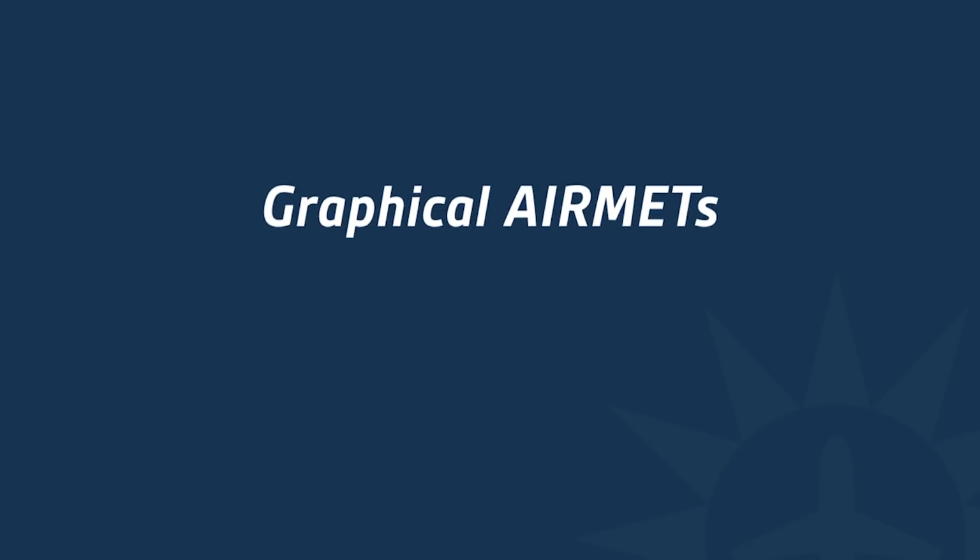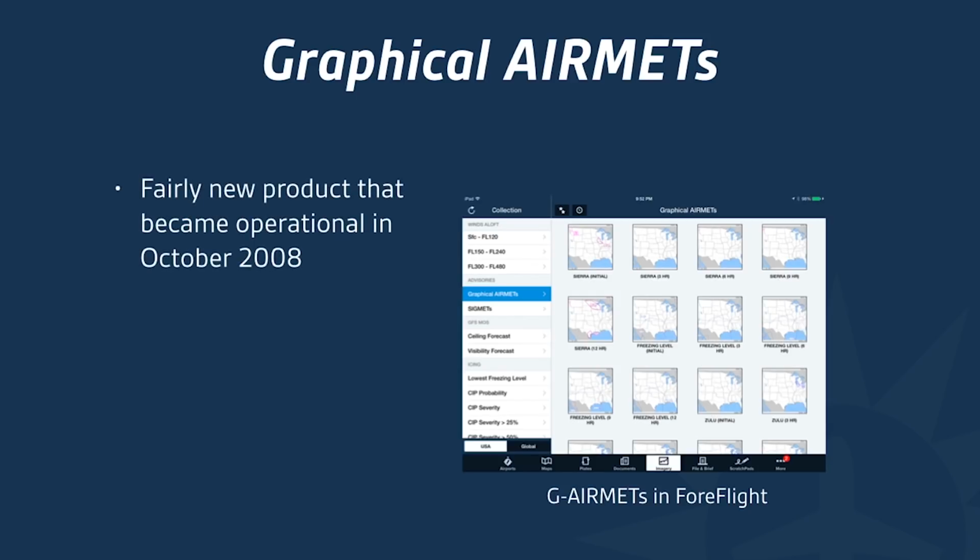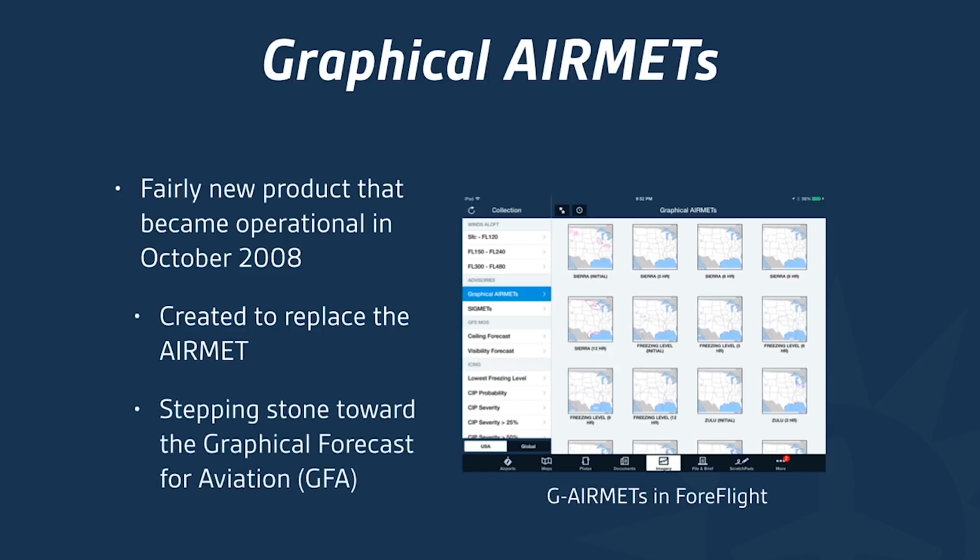All right, so Graphical AIRMETs, a fairly new product. It was introduced by the National Weather Service in October 2008, and it was generally created to replace the AIRMET, a stepping stone towards the graphical forecast for aviation, and also helping to replace the area forecast in the future.